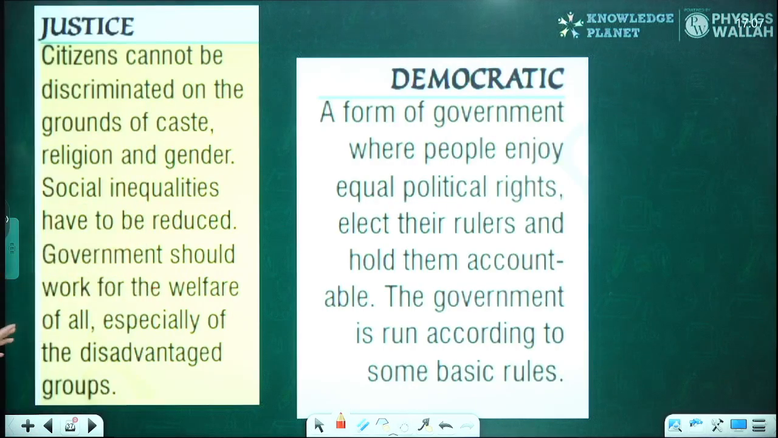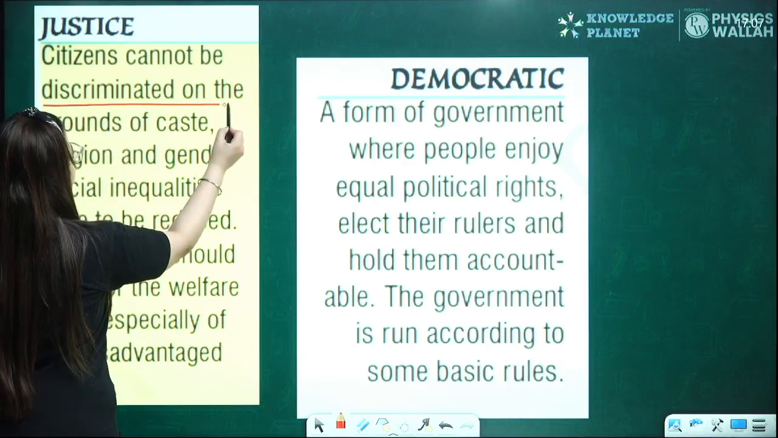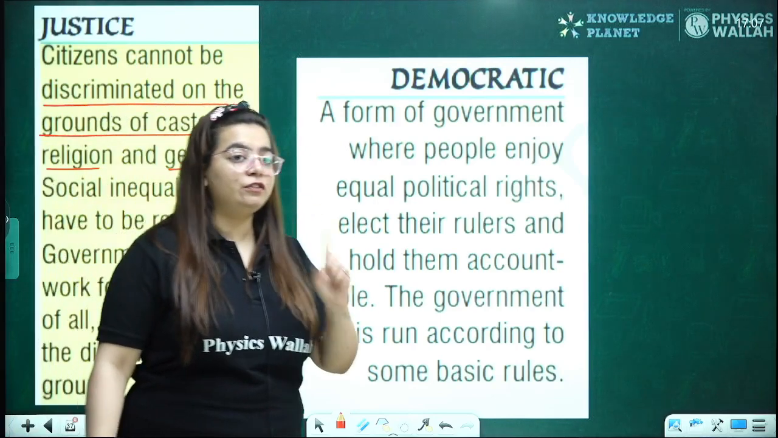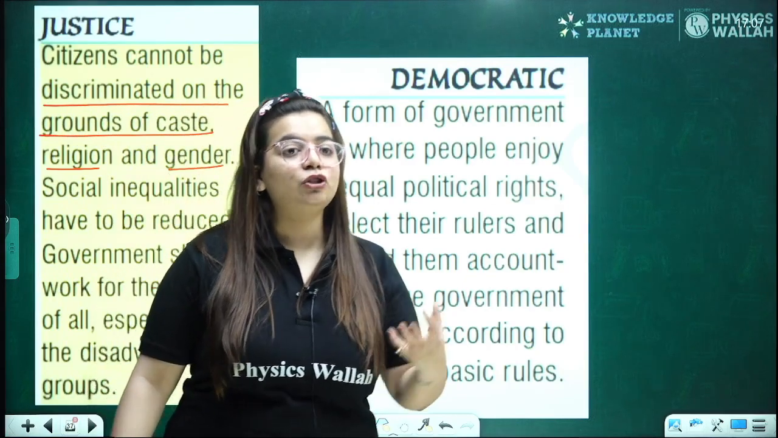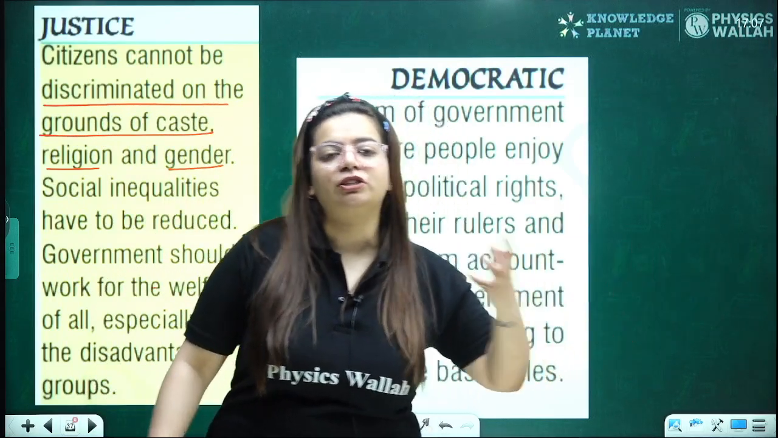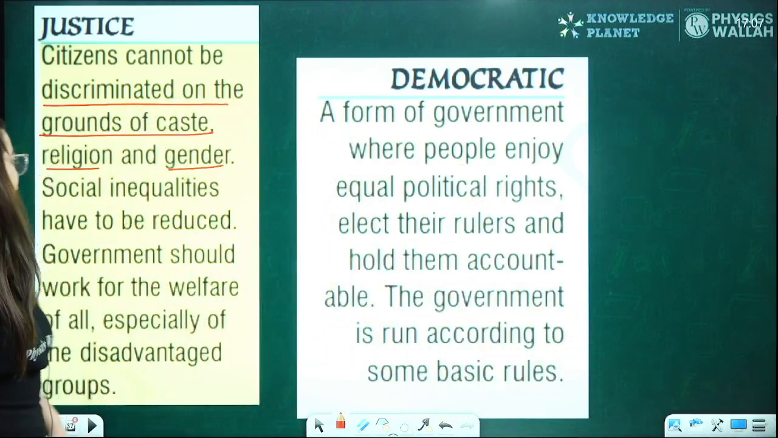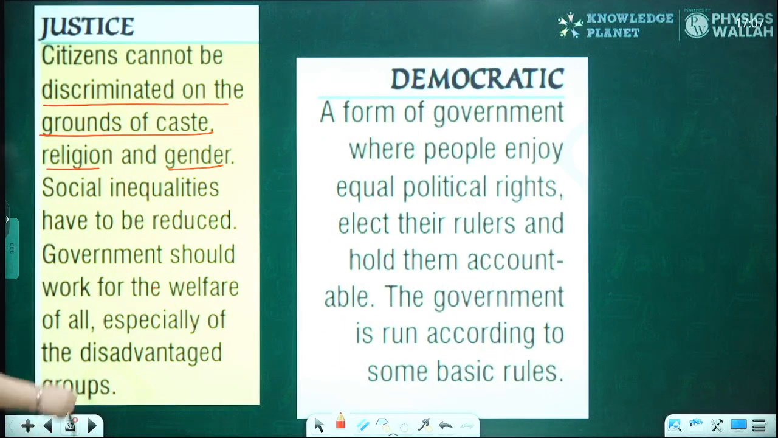Then we have justice. Citizens cannot be discriminated against on the grounds of caste, religion and gender. Hereby, if anyone discriminates against you on the basis of your caste, religion, gender, then you will get proper justice, because we have a Supreme Court here. Social inequalities have to be reduced. Whatever inequalities were there, they have to be reduced and somewhat ended.